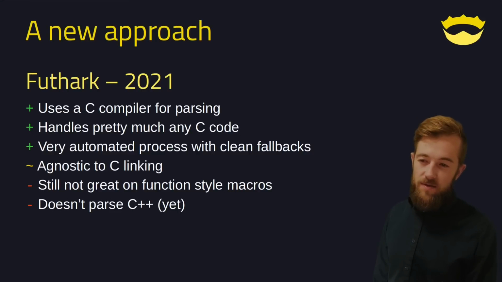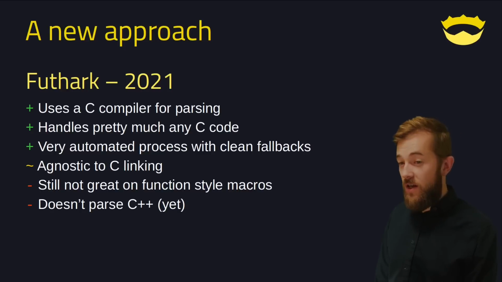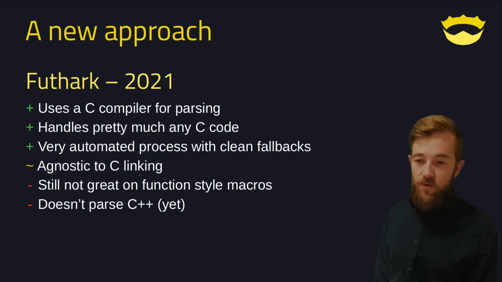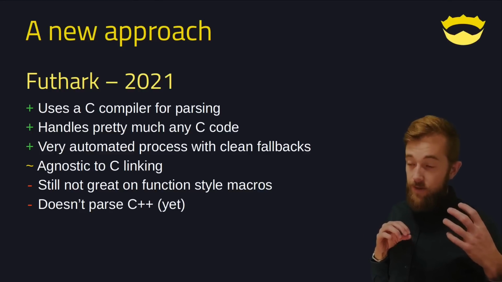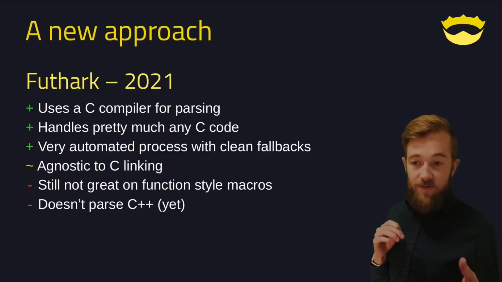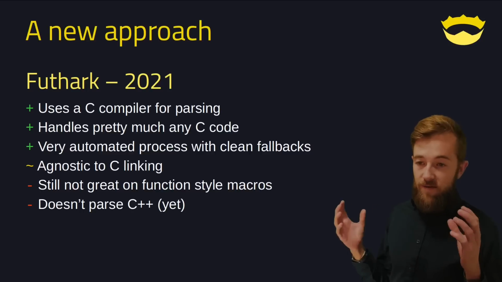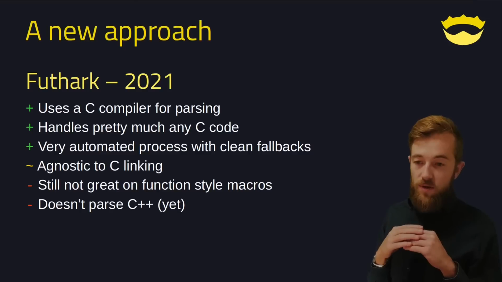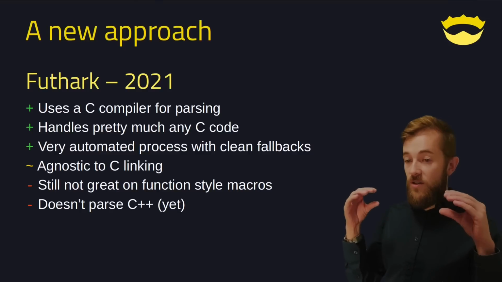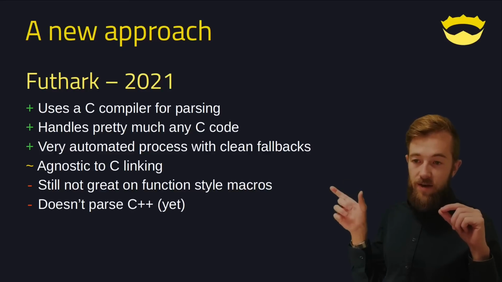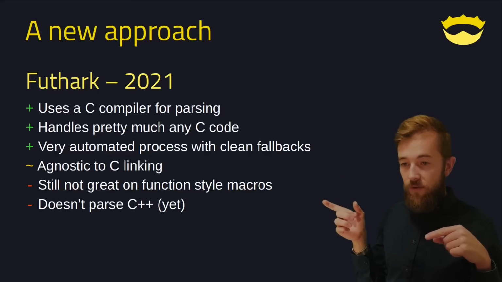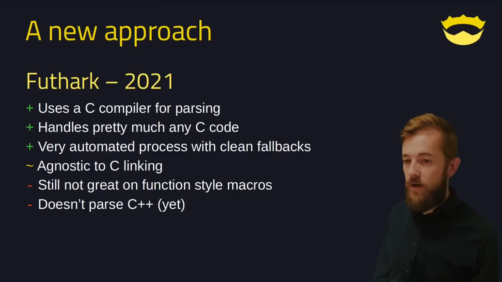One minus is that it's still not great on function style macros. So in C, for example, you don't have default values for variables in a function call. So what you would typically do is you write a function, then you write a function style macro that just takes in some of the arguments and then calls the function with the default arguments, kind of like a template in Nim. And Futhark isn't great with these.